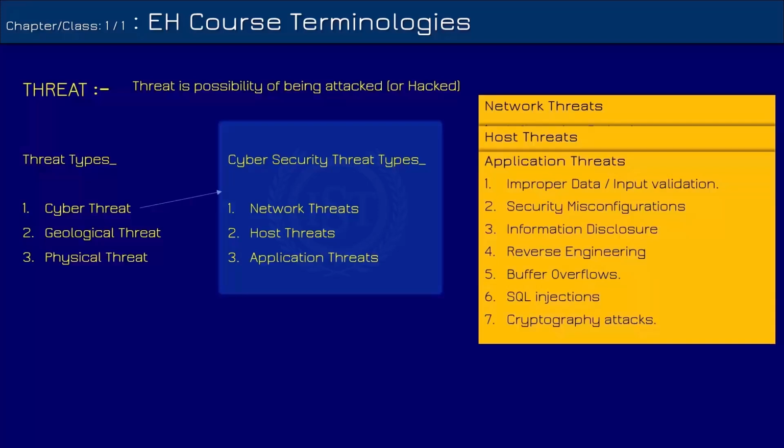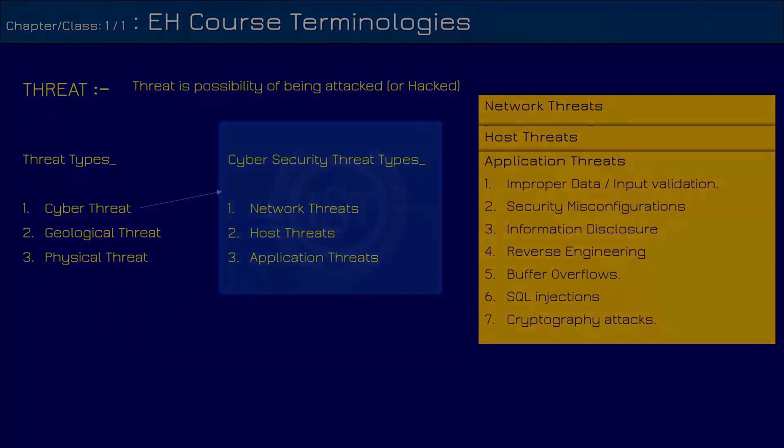Here are examples of a few application threats: improper data or input validation on form fields, security misconfigurations, information disclosure, reverse engineering, buffer overflow, and when it comes to web applications, SQL injections can be a threat to input form fields, and of course cryptographic attacks.